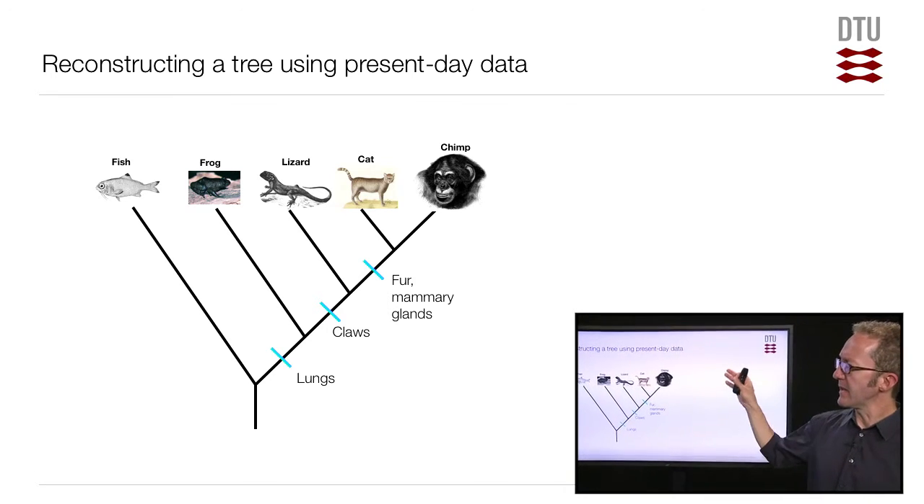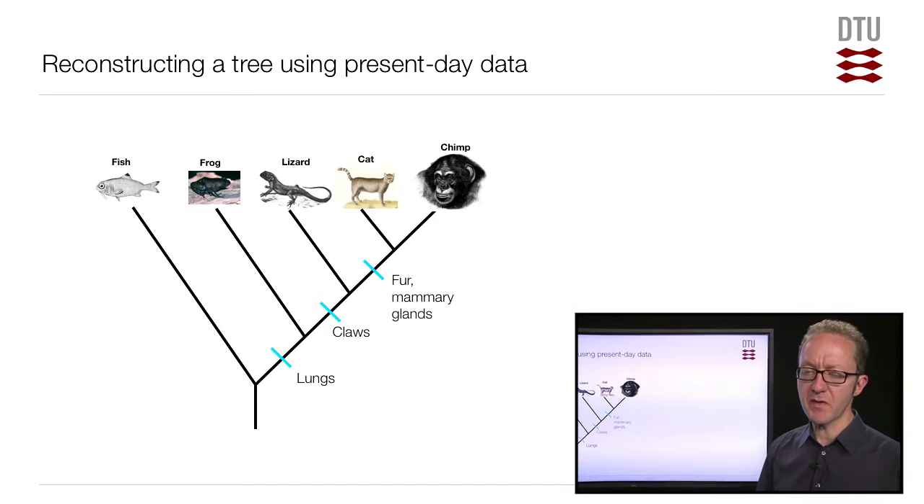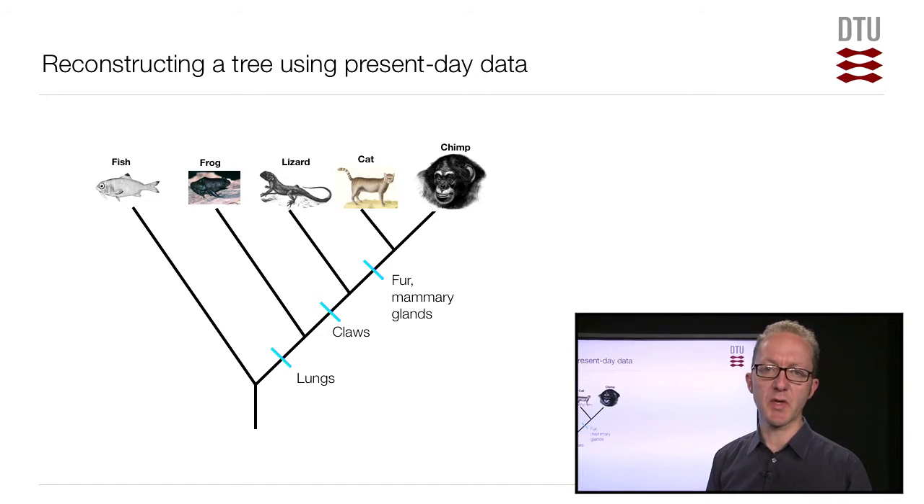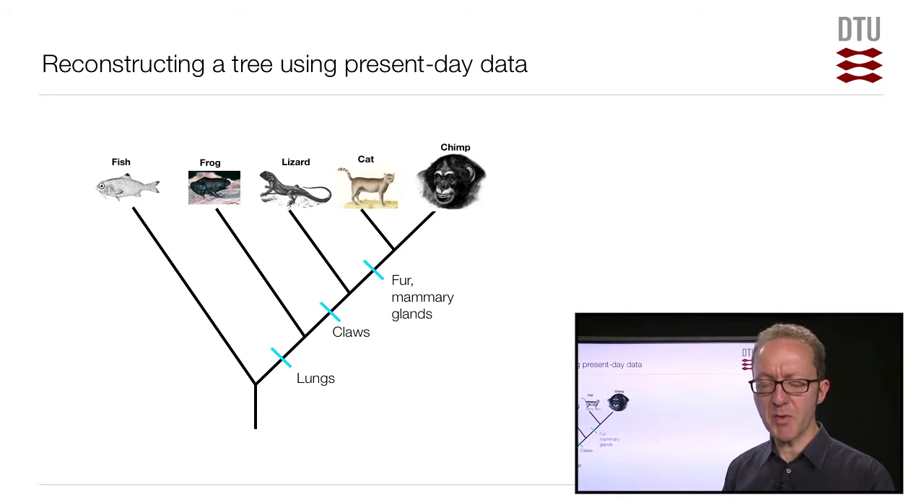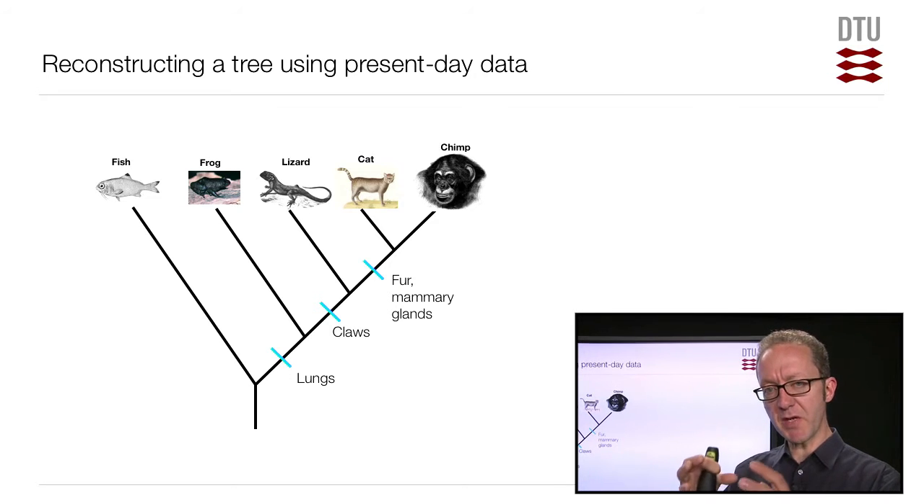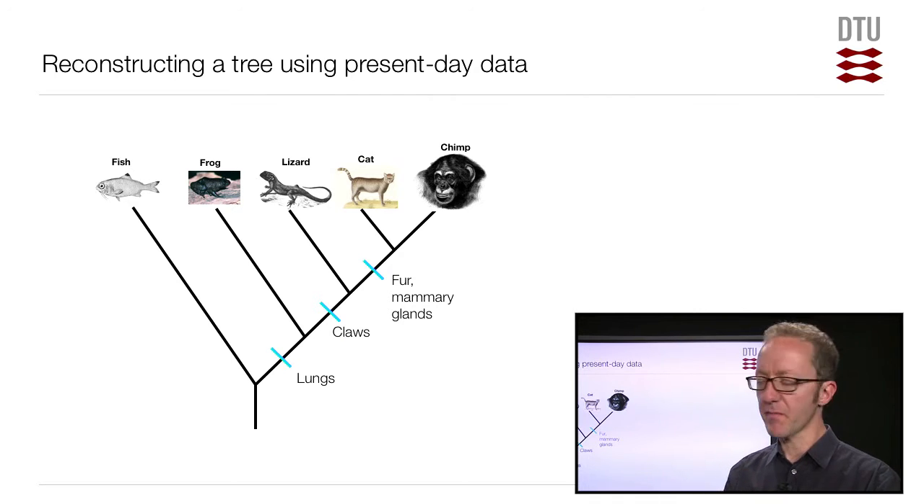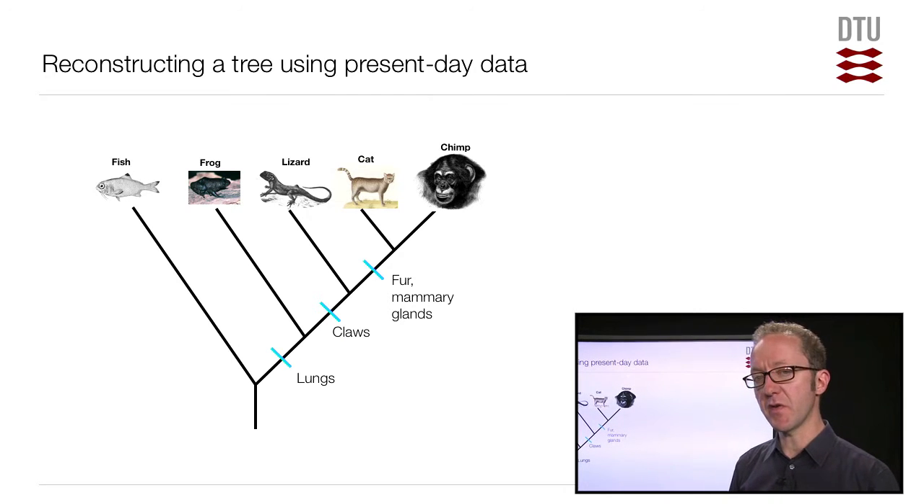The main idea in all of these methods, and this is actually true of any method we will look at in the course, distance-based, parsimony, maximum likelihood, and Bayesian methods, what's in common to all of these methods is that they form the phylogenetic tree by trying to group the organisms that share the most traits. I've tried to illustrate that on this slide.